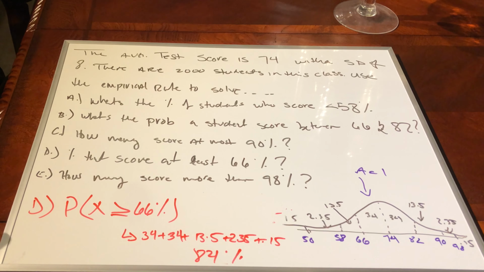34 and 34 is 68. 68 and 13 is 81, and 81.5. And then plus 2.35 is 83.85, and then plus 0.15 would give you 84%.